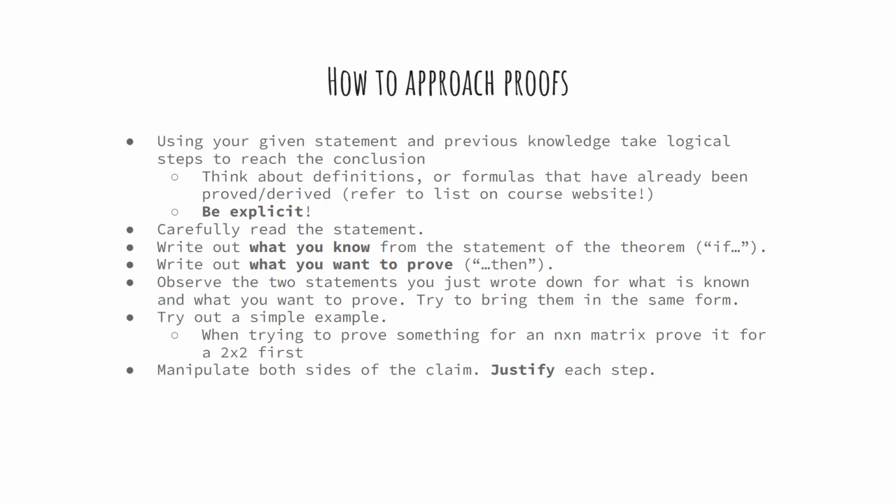So you look at those two statements and write down what is known and what you want to prove, and bring them to the same form. And then try it out on, or sometimes it helps to try it out on a simple example. So if you're trying to prove something for an n by n matrix, prove it for a 2 by 2 first. And then manipulate both sides of the claim and be able to justify each step.